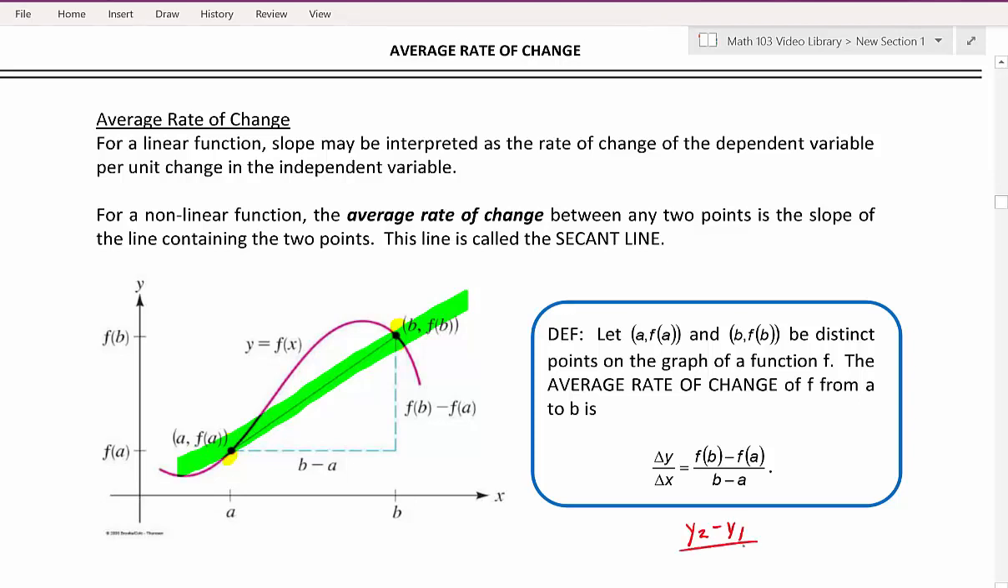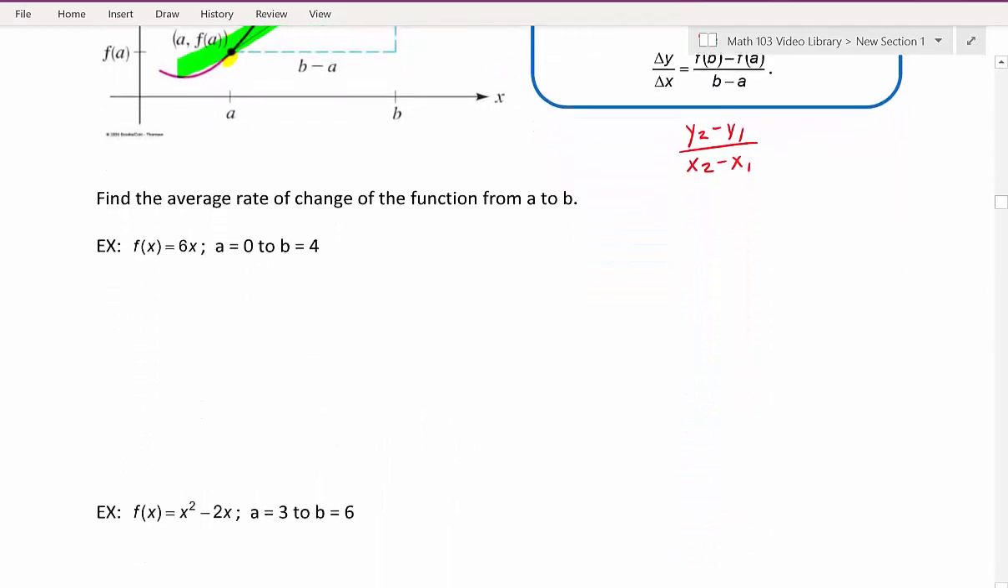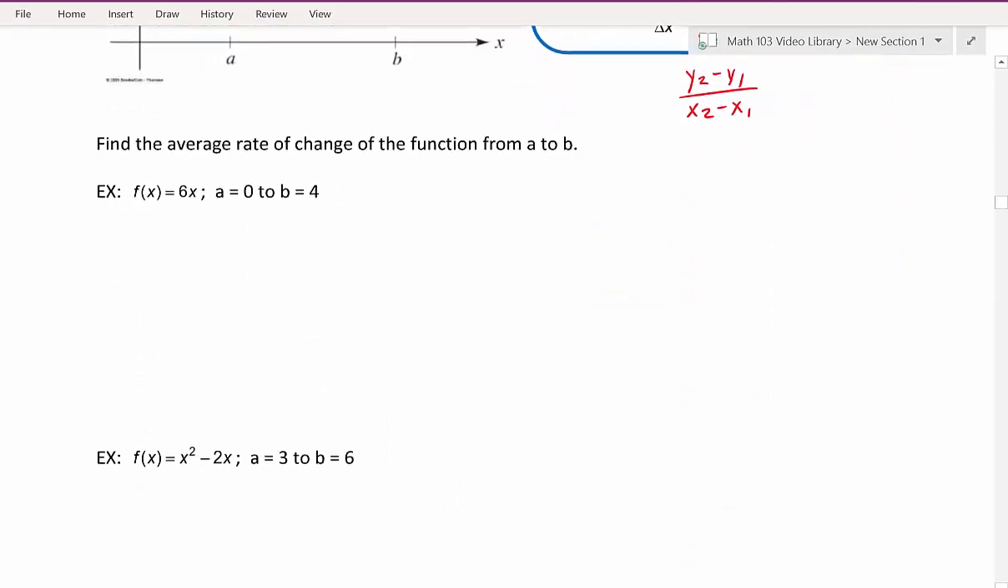y2 minus y1 over x2 minus x1. It's just our points are written in function notation instead. So the average rate of change is f of b minus f of a over b minus a. But honestly, all I think of is my normal slope formula, and I don't get caught up in the function notation. In order to find average rate of change, you have to have two x values and two y values. So let's find the average rate of change of the function from a to b. And these are simply our x values. A is our x1 and b is our x2.